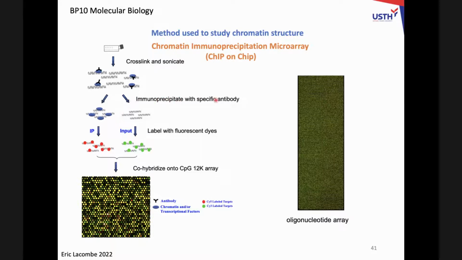So you immunoprecipitate with a specific antibody. There are two categories: what has been precipitated and what has not been precipitated, or the input. You label these products with different fluorescent dyes, and then with the different fluorochromes, you hybridize them on a genomic array. And there is software afterward. So do you know about genomic arrays?